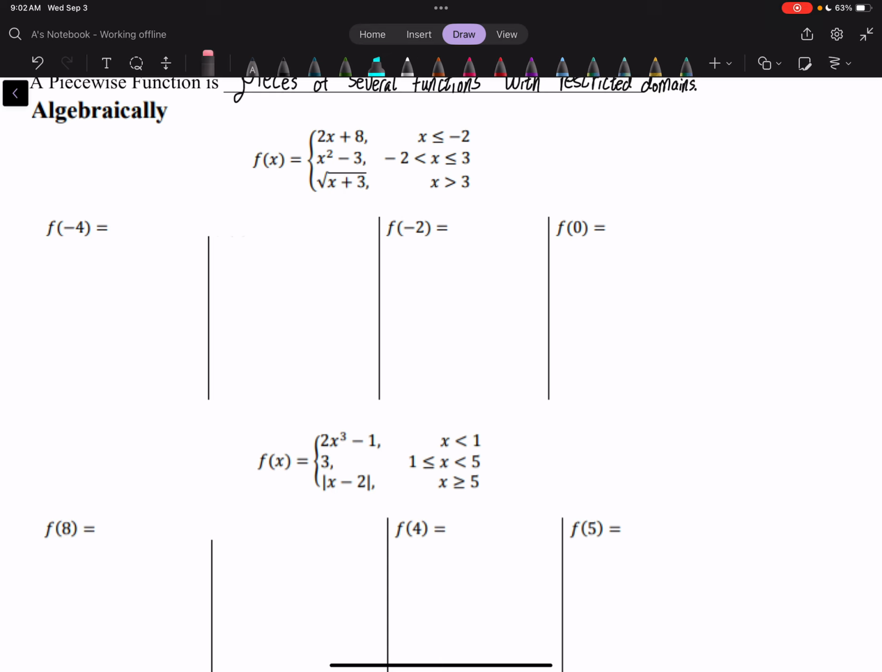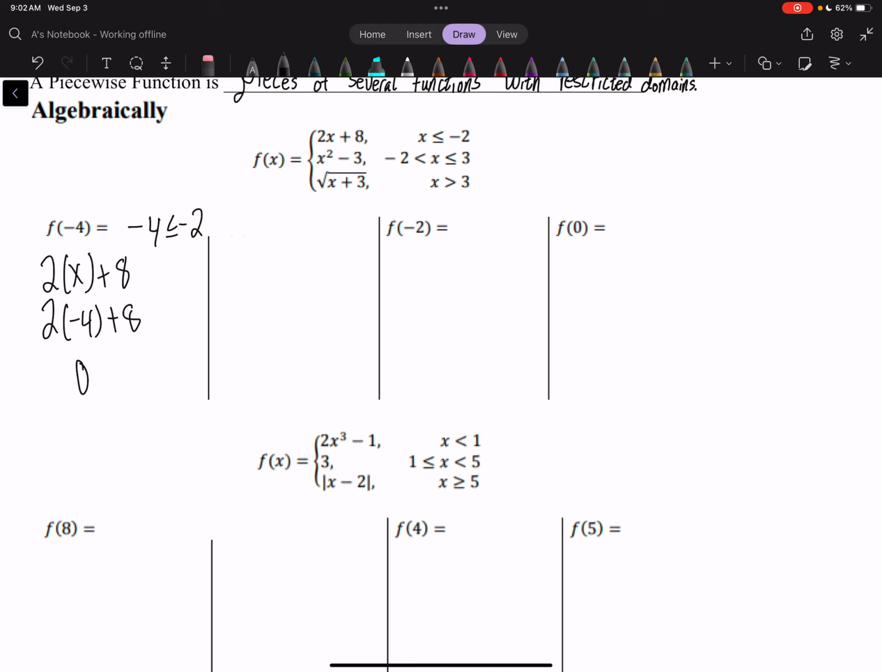For today, f of negative 4. Now, all three of these are a function, but we're only going to use one of them depending on what value we're trying to put in, because each of these has a restricted domain. So, negative 4 fits into the first slot. Negative 4 is less than or equal to negative 2. I'm going to plug that into my x for the top equation then. So 2 times negative 4 plus 8, this is negative 8 plus 8, 0.